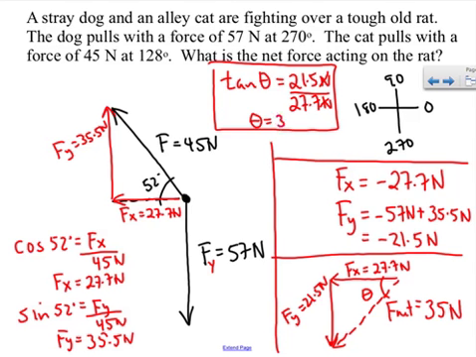The angle is 38 degrees. So because I'm talking about directions using the Cartesian method, I'm going to add 180 degrees to 38 to come up with the direction of my net force. So 38 plus 180 gives me 218 degrees. So my final answer for this problem, the net force acting on the rat is 35 newtons at 218 degrees.